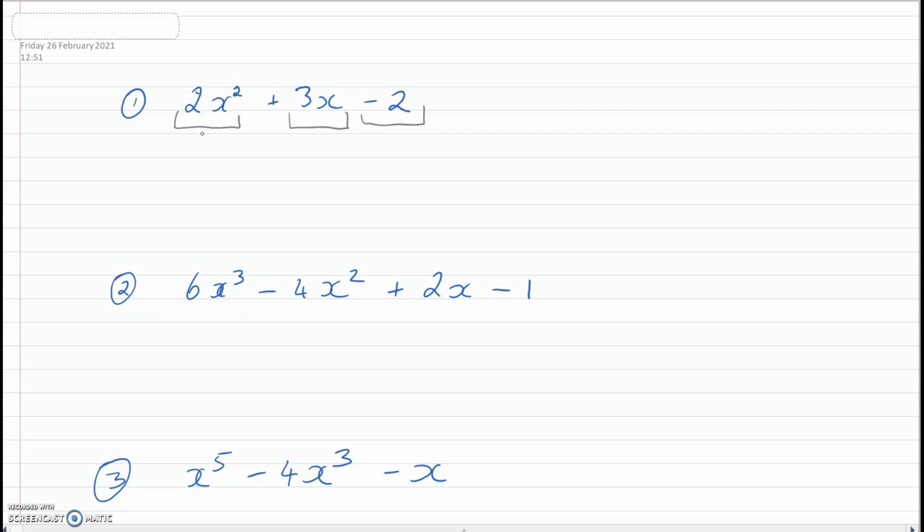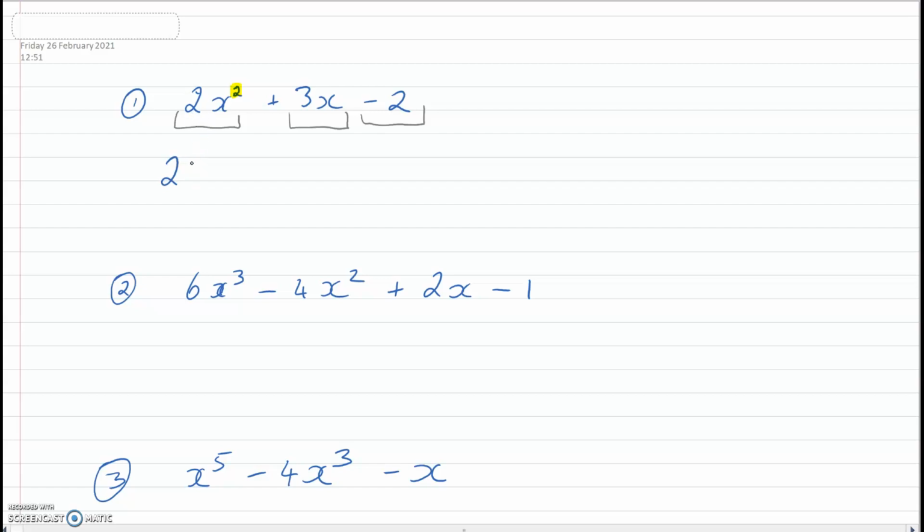So this is the first term over here, the second term is 3x, and the third term is minus 2. So you're applying the rules to each one to differentiate them. So what are the rules? The rules are that you take the power, this 2 here, and you bring that down and multiply it by what's already in the front here.